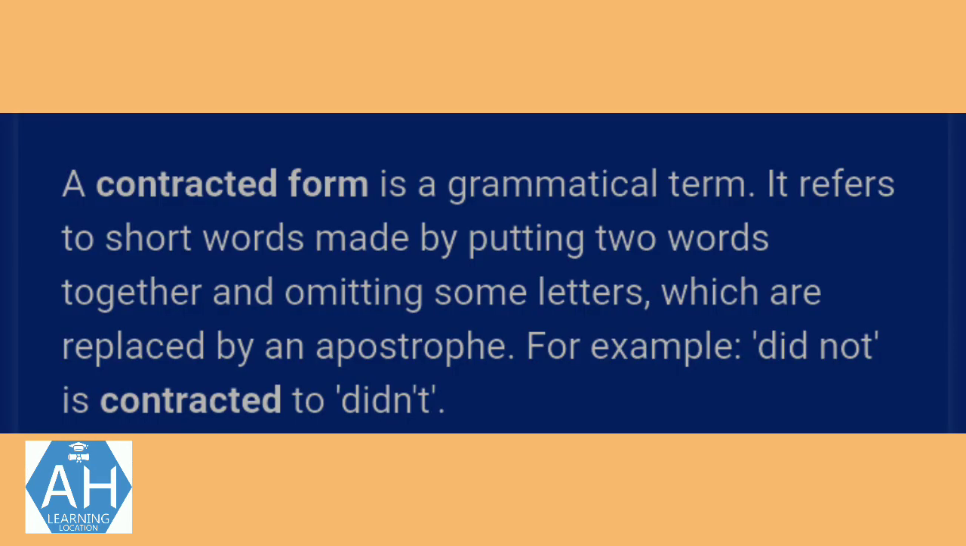A contracted form is a grammatical term. It refers to short words made by putting two words together and omitting some letters, which are replaced by an apostrophe. For example, did not is contracted to didn't.